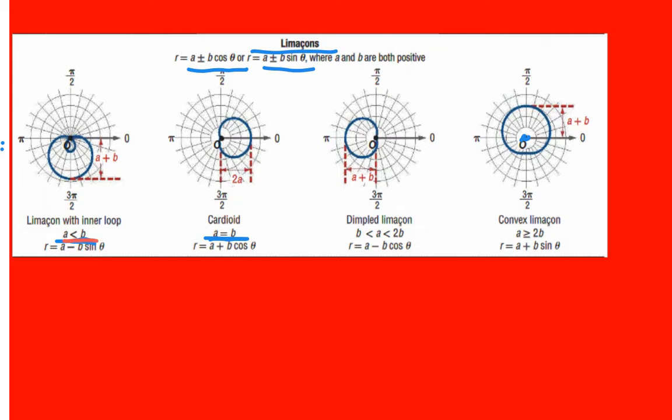So if it's an inner loop, a is less than b. If they're equal, it's called specifically a cardioid, so that's a specific name for those. If a is between just 1b and twice b, it's going to be a dimpled limaçon. So it's just kind of a dimple in it. And then if it's a convex limaçon, so notice it doesn't come in, it goes out farther here, then a is greater than or equal to twice b.